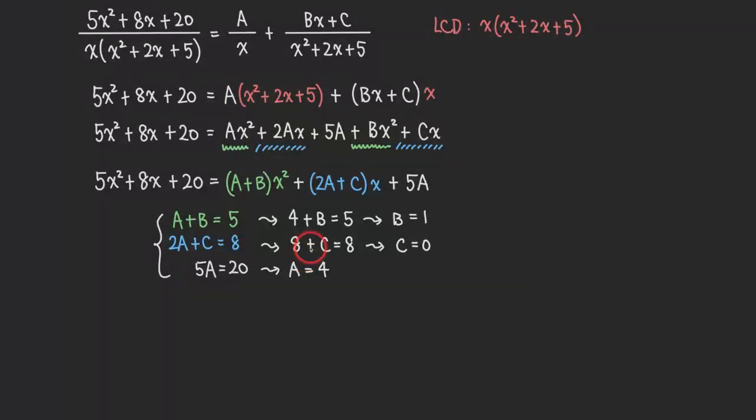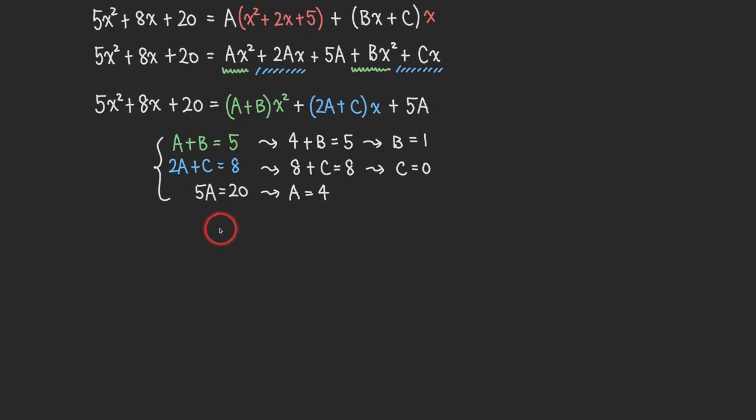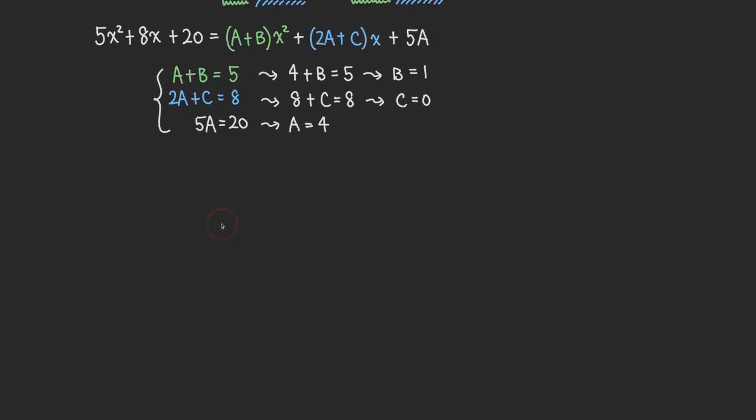So we are ready to go back to the original integral. Then we can start rewriting the original integral as the sum of fractions, and then we can integrate each fraction. Okay, so let's do that. So we have the original integral, which is 5x squared plus ax, and then plus 20.